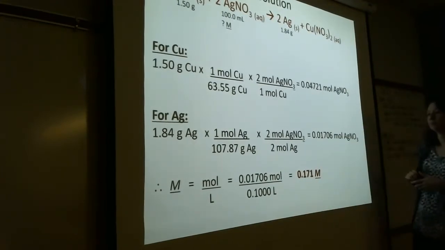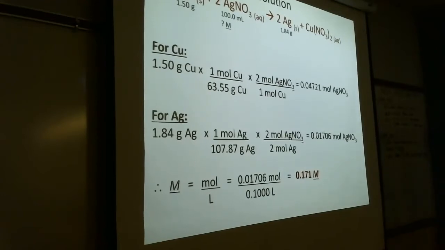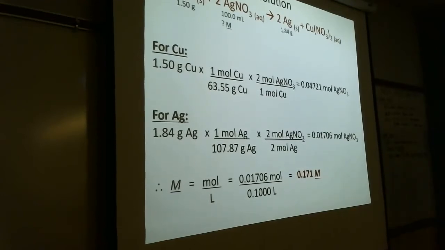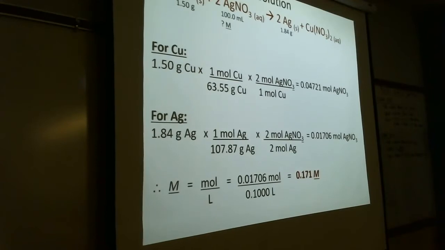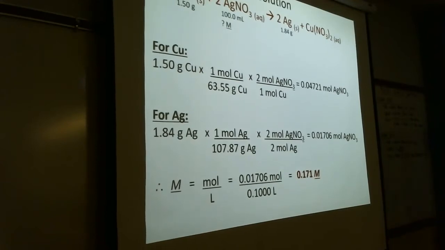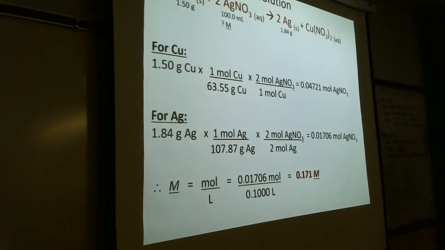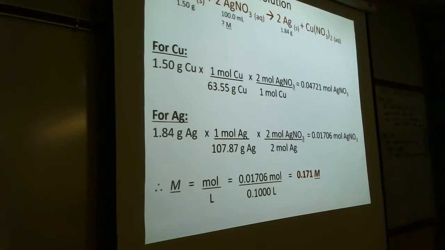Woo! Does this make sense? Using the masses of the 2 solids, we calculate the molarity of the unknown. Is everybody cool on this one?